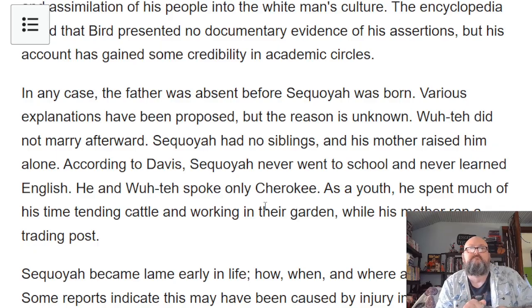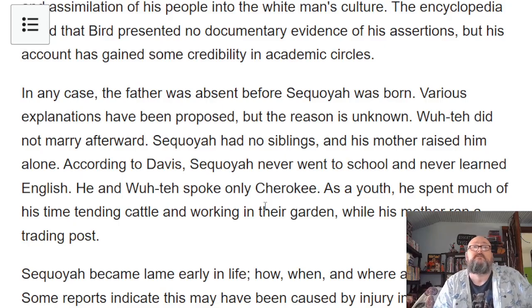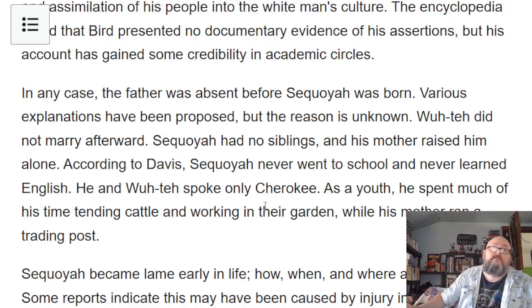Regardless, his father was absent before Sequoyah was born. He had no siblings, and his mother raised him alone. He spent much of his time tending cattle and working in the garden while his mother ran a trading post.